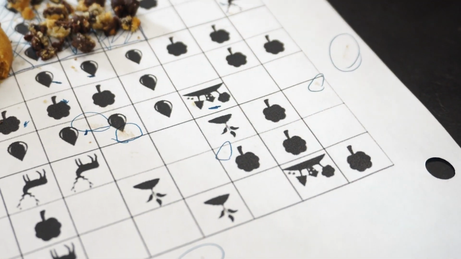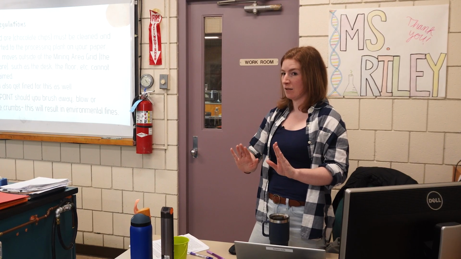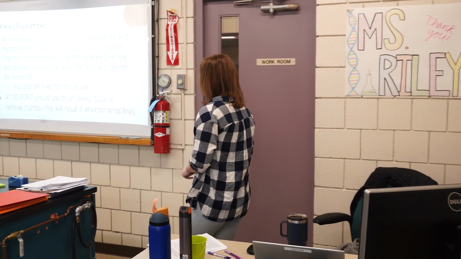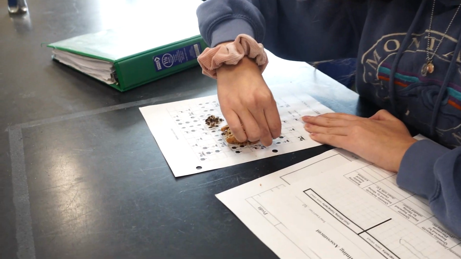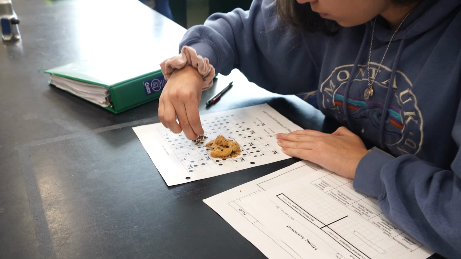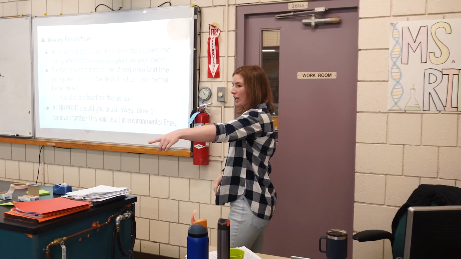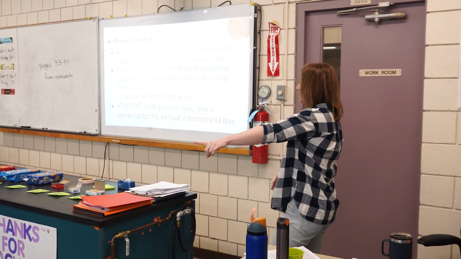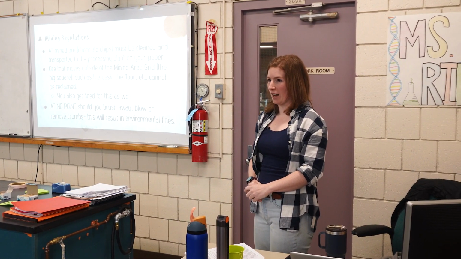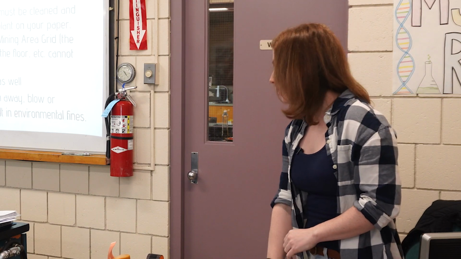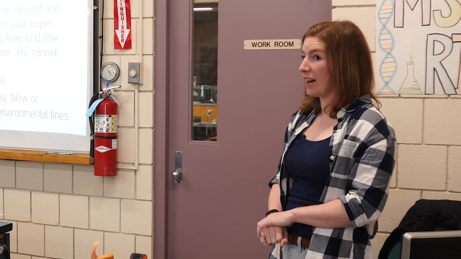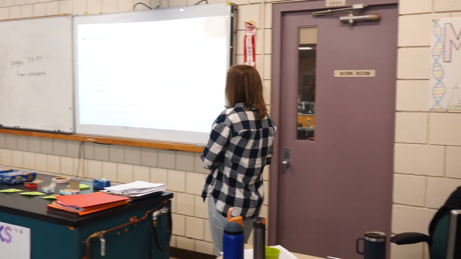A smudge is like acid drainage. You don't want that. You also can't really clean up the smudges, so, you know, that's too bad. All right, all mined ores must be cleaned and transported to your processing plant, your 3x3 grid, and any ore that moves outside of the mining area grid, if you had crumbs on your desk, on the floor, etc., those cannot be reclaimed. You're just going to get fined for that. So be careful. At no point should you brush away, blow, or remove crumbs. I will fine you.